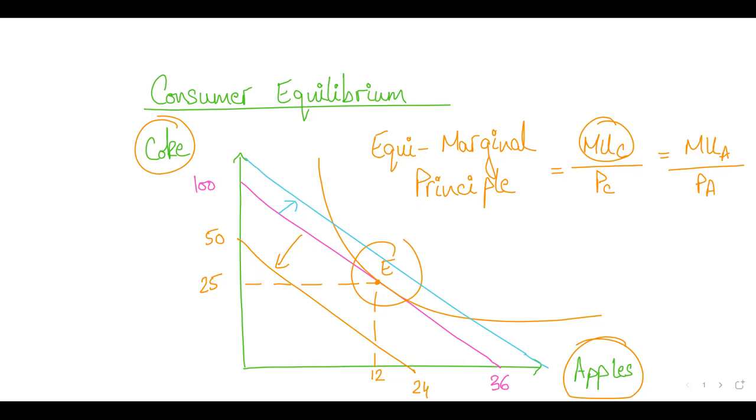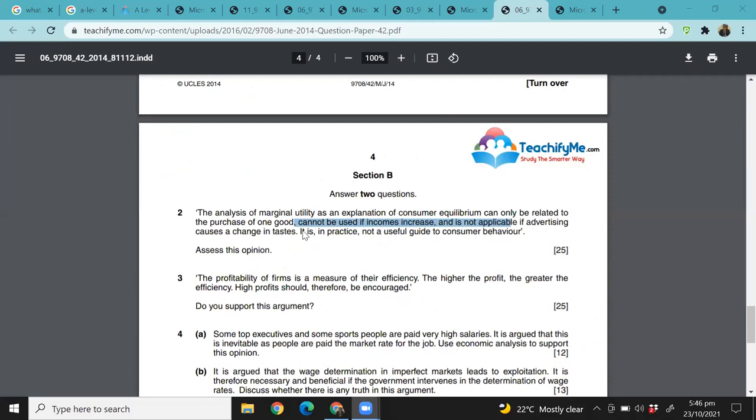And the last thing that it said, now this is very important. Have a look at this. The last thing that it said, that consumer equilibrium is not applicable if advertising causes a change in taste. Again, that's incorrect. How so?